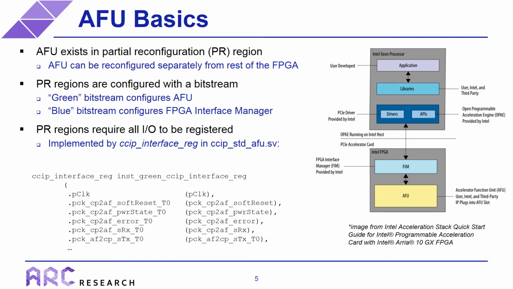One other requirement for any AFU is that all of its top-level I/O has to be registered. This requirement comes from the fact that in an Intel FPGA, any PR region has to have registered I/O. Since the AFU exists in a PR region, it has to meet that requirement. The good news is in the provided code, you don't really have to do anything to accomplish this. There is a CCI-P interface reg module that you can find in the CCI-P standard AFU SystemVerilog file. If you open up the code for that module, you'll see all it does is register the I/O, so you don't have to do anything else.